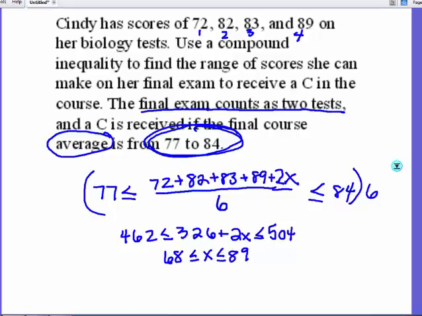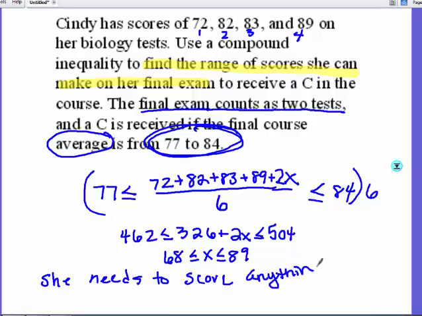So again, let's make sure we answer the question. The question says, find the range of scores she can make on her final exam. So I would say that she needs to score anything between, since we have our between statement, a 68 through 89%.